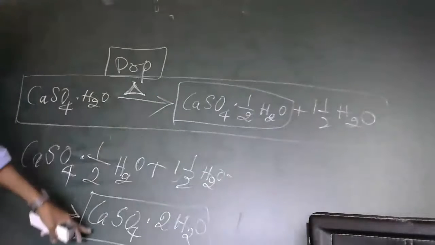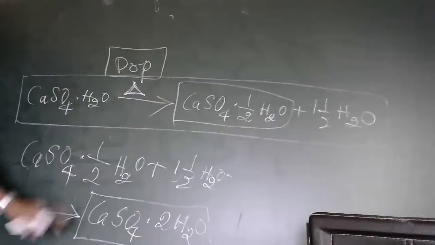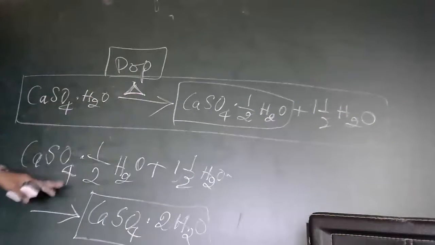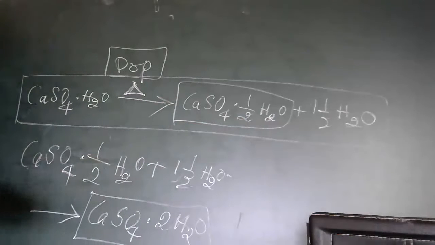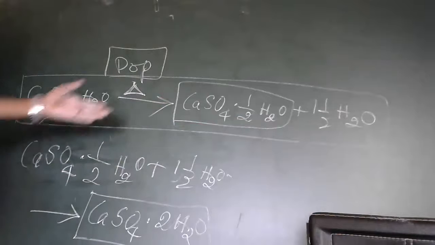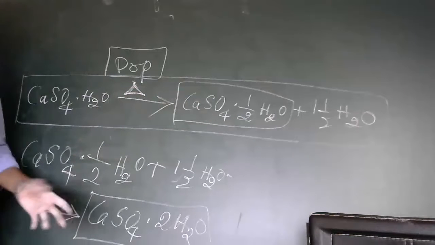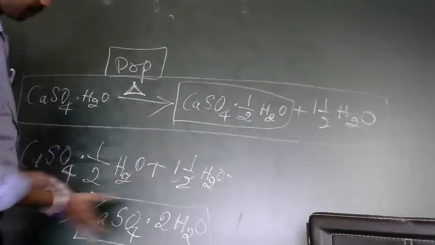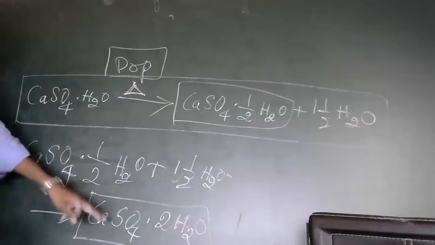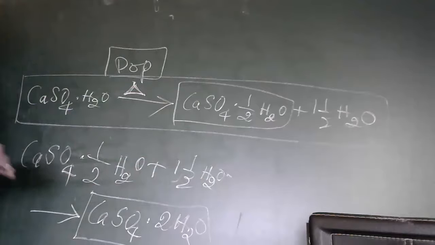So again it becomes a gypsum powder here. So it is a reversible reaction. When I add water to the gypsum powder, calcium sulfate hemihydrate, and when it is exposed to the air, it will absorb the water and form gypsum. It becomes hard again.